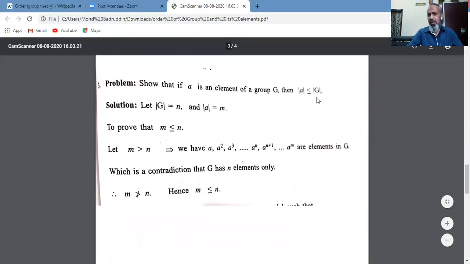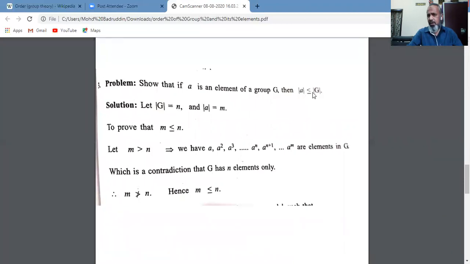should be less than or equal to the order of G. So G is a group and A is an element of the group. So the order of an element should not exceed the order of the group. This is the meaning. It may be equal or it may be less than the order of the group. So the order of an element of the group is less than or equal to the order of the group, but it should not be greater than the order of the group.